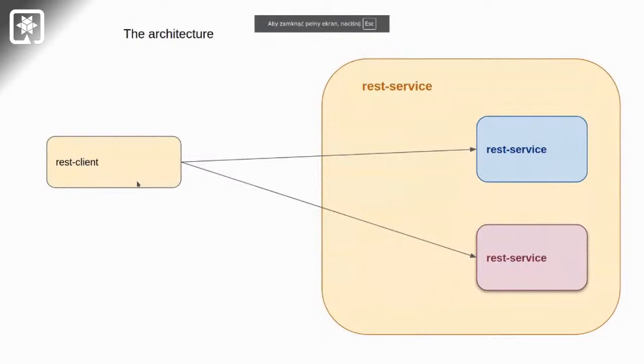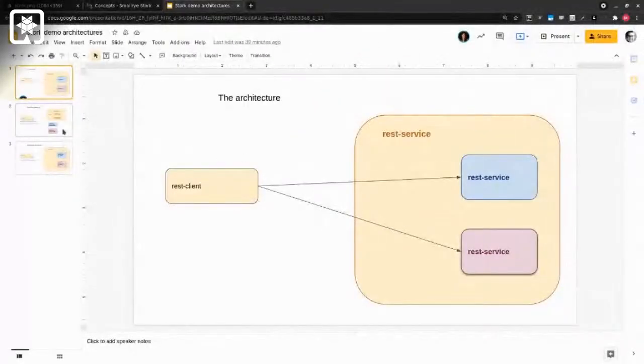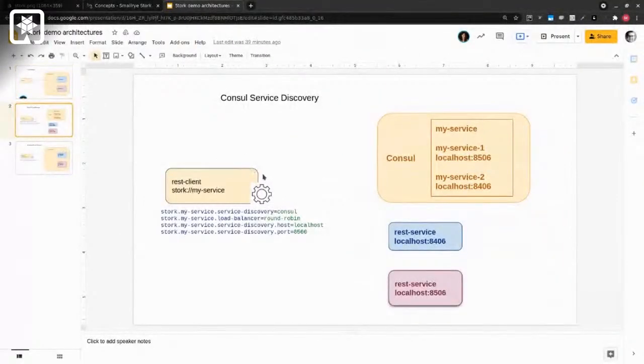What I'd like to show you is how to do something like this. It will be simple. There will be a blue service and a red service, pink service. Both are instances of some REST service, and then there will be another client service that is called REST client on this picture that will just do some REST calls. So this is basically it. We will start with Consul and round robin.